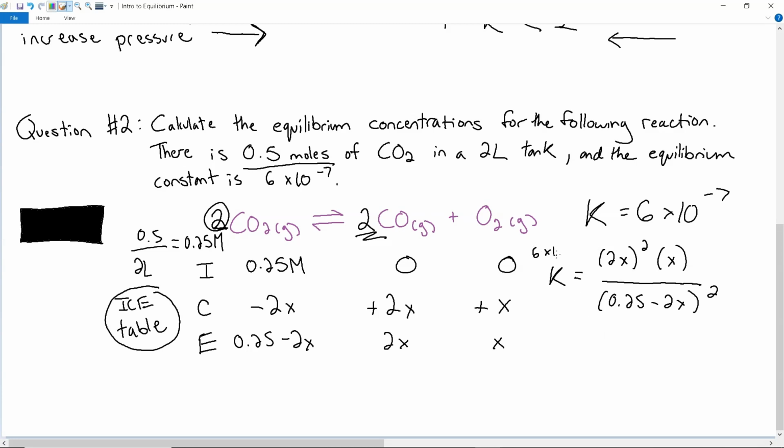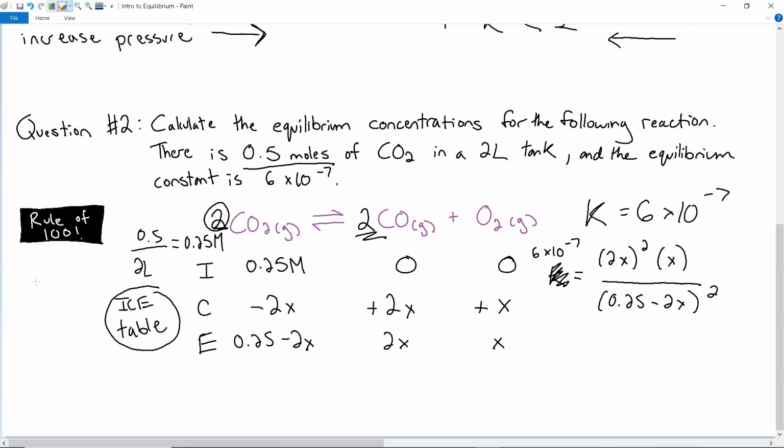This is also 6 times 10 to the negative 7. Now this one looks a little bit trickier to solve because we can't really remove the exponents. However, what we can do is use something called the rule of 100. And this is very useful.